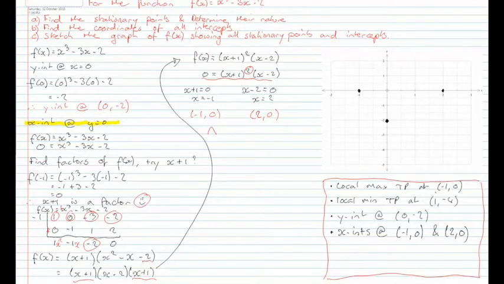Local maximum turning point at -1, 0, so if it's a local maximum, it's going to go up like that. And local minimum turning point at -1, 4. So it's going to come down like that. Okay, hopefully now you can start to see what the graph's going to look like. So let's just basically join the dots.